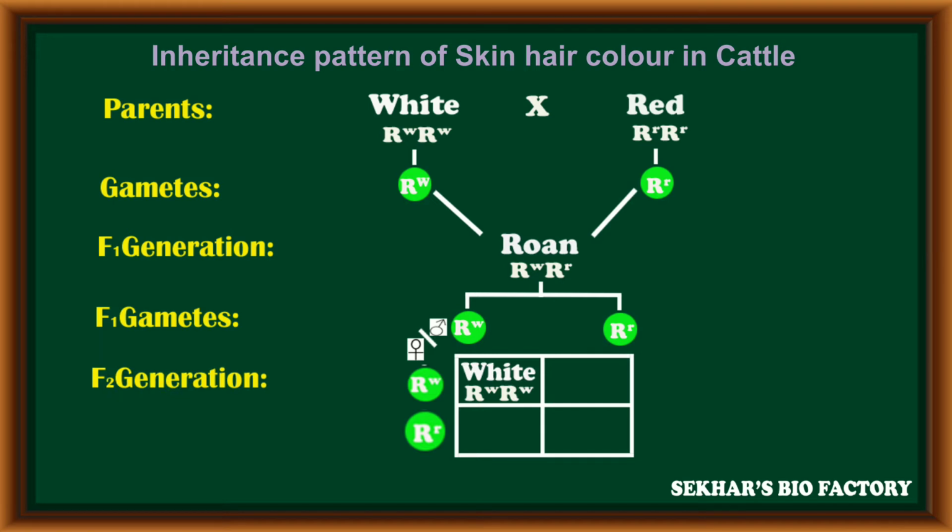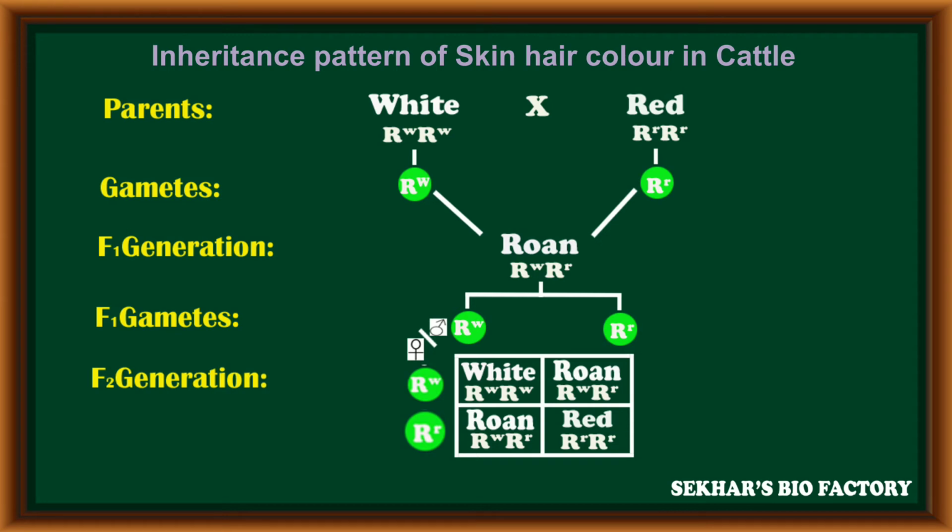In the F2 generation, the first combination has white color hair because of homozygous capital RW, capital RW. The second combination becomes roan because of the heterozygous condition capital RW, capital R, small r. The third combination also becomes roan because of the heterozygous condition capital RW, capital R, small r alleles. But the last combination has red hair on the body surface because of the homozygous condition capital R alleles.